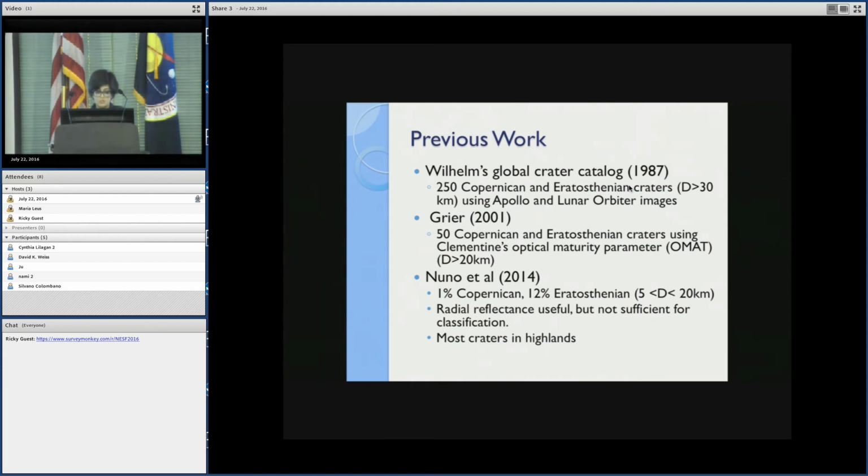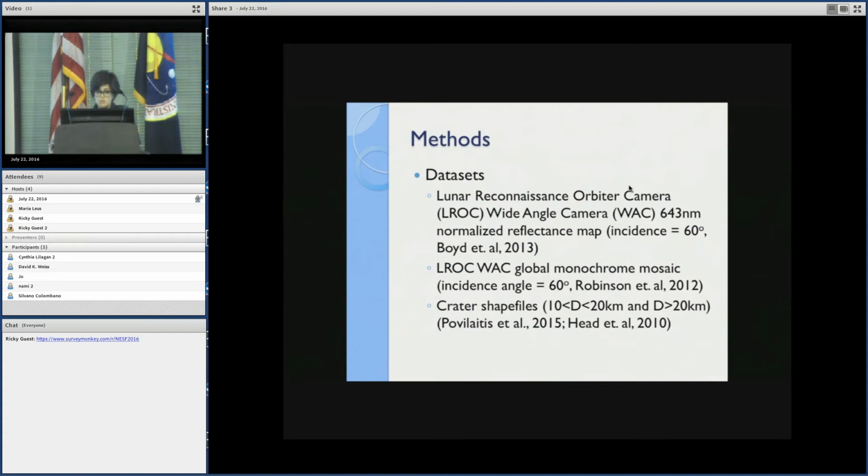The most recent catalog was by Nuno et al., which consisted of 1% of Copernican craters and 12% of Eratosthenian craters from a global database of 927 craters. They found that radial reflectance was useful for classification, but not sufficient, and that most craters were located in the highlands.